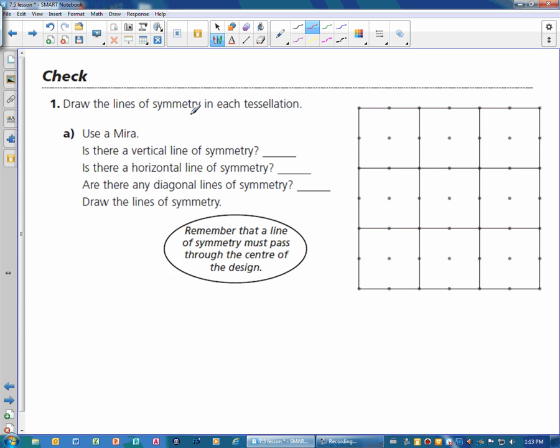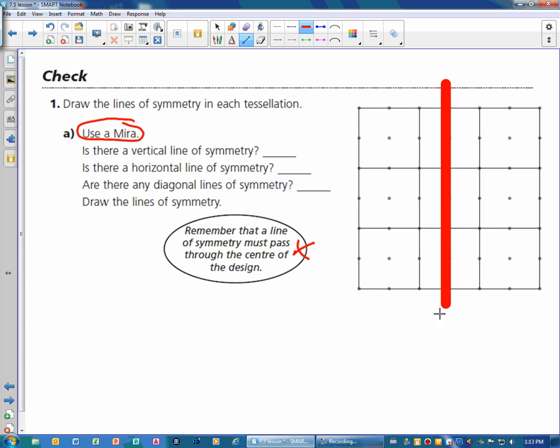Okay, the check says draw the lines of symmetry, and it says use a mirror. Well, a mirror is just this funky mirror you put up so that you can see if it completely covers. It's just a way to not fold the papers over. All right, so it's asking you, is there a vertical line of symmetry? Remember that lines of symmetry have to pass through the center of the design. So have a look at this. Do you think there's a vertical line of symmetry? Hopefully you said yes, it's right here. Okay. Is there a horizontal line of symmetry? You bet, it's right here.